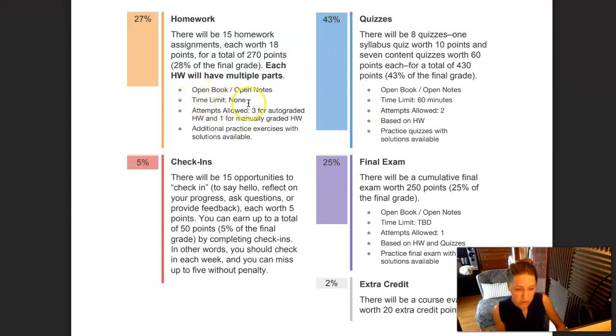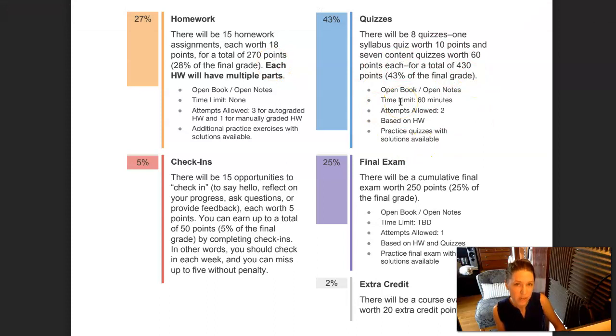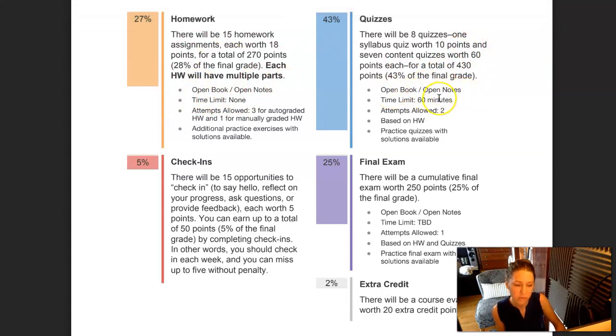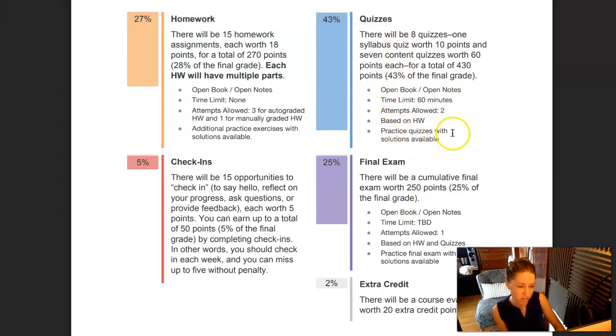Time limit. None for homework. There's going to be a time limit on quizzes, but it should be pretty comfortable. It's about double what the average person takes to complete the quiz. So if you're familiar with the material and you've been doing the homework, and also there's a practice quiz, and you're feeling comfortable with the material, time shouldn't be an issue. It's not meant to be. And there are practice versions of quizzes and stuff.